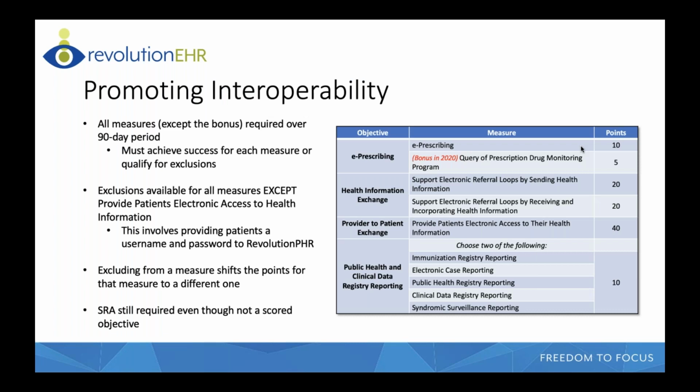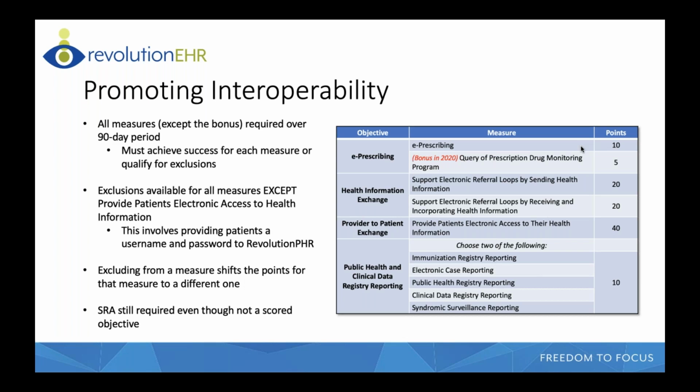Now, specifically, the requirements here are that all of these measures that we're going to talk about are required over a 90-day performance period. When we say performance period, you can equate that to the reporting periods that you may remember from meaningful use. Sometimes those reporting periods were 365 days, sometimes they were 90 days. Since we've been in the merit-based incentive payment system, we haven't seen anything but a 90-day period, and that's what we're going to see for the foreseeable future.